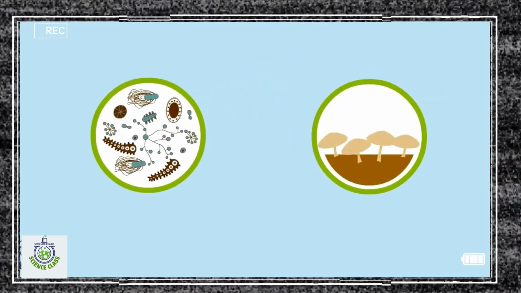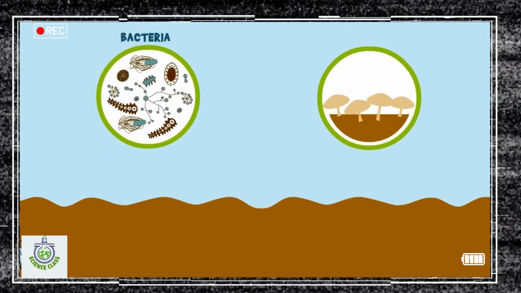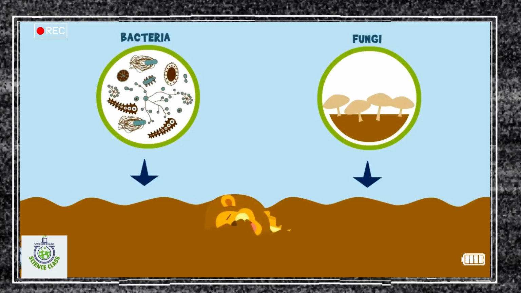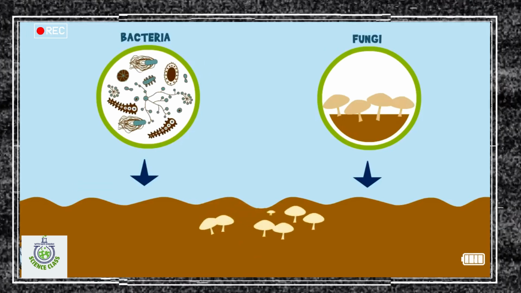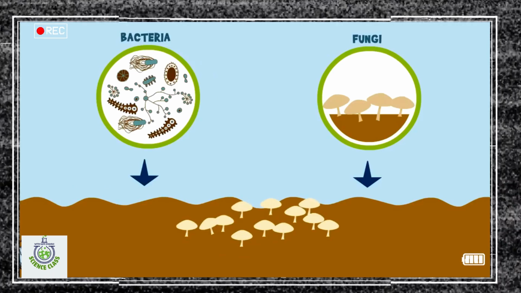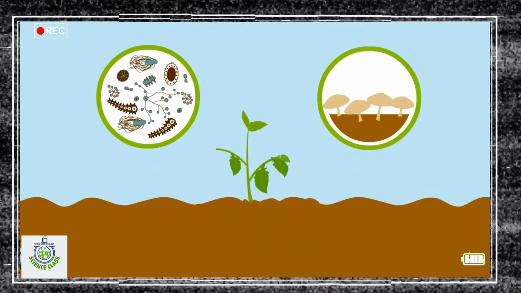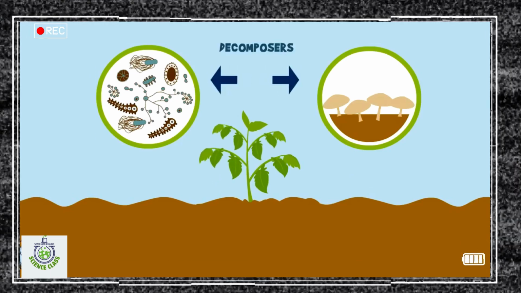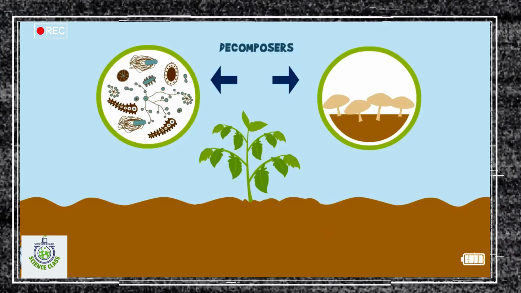Now you see a not so noticeable part of this food chain. These are bacteria and fungi in soil. When animals die, these bacteria and fungi decompose their dead bodies. They become nutrients, and these nutrients are again used by the plants to make food. These bacteria and fungi are called decomposers. They are also a very important part of a food chain.